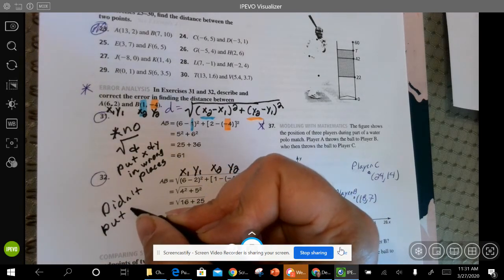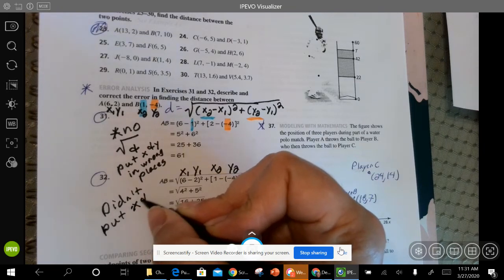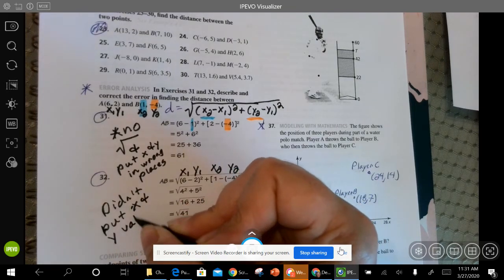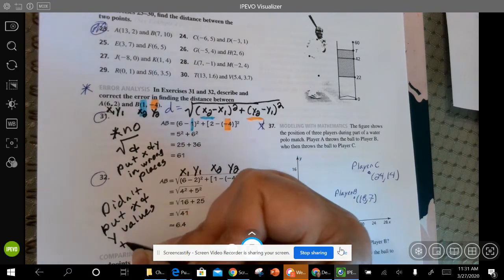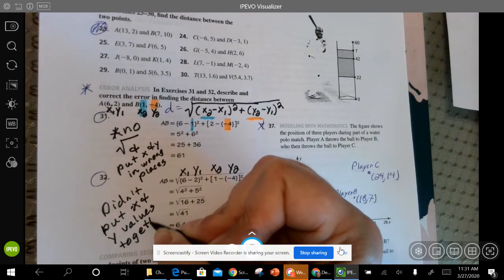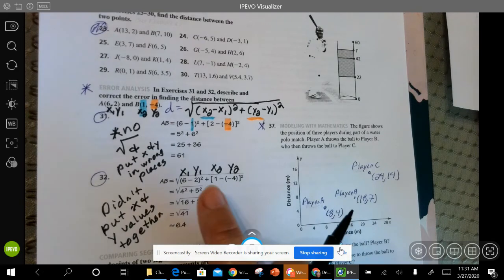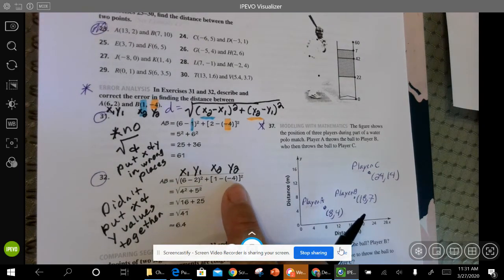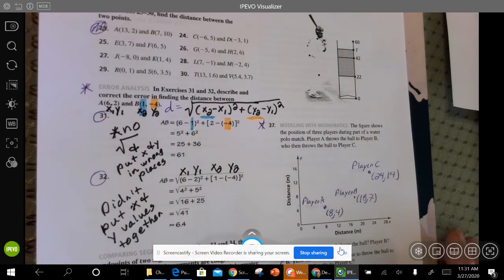So they didn't put x and y values together. So they didn't put the change in y and the change of x together. Okay. So also notice you have to put the order on these two.